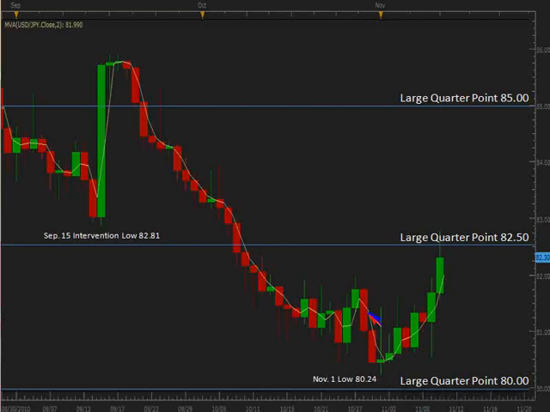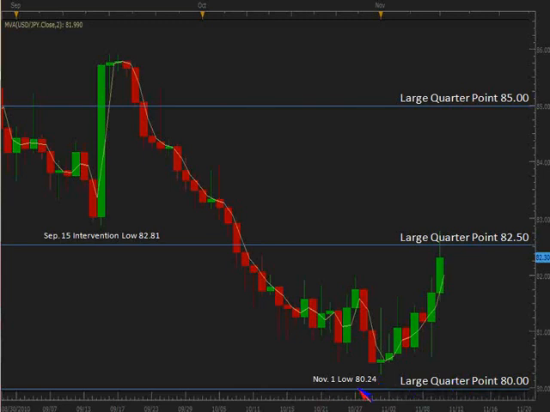I'm getting a message, so let me quickly cover the latest developments with the dollar against the Japanese yen. Dollar against the Japanese yen, a lot of you know, we witnessed an intervention on September 15 from the Bank of Japan. The intervention low was 82.81 yen. The dollar-yen pair spiked, came short of the 86 yen level, and then slowly but surely, day after day after day, started grinding lower and lower to ultimately complete a couple of large quarters. Those were the quarters between 85 yen to 82.50, and then 82.50 to the large quarter point at 80 yen.